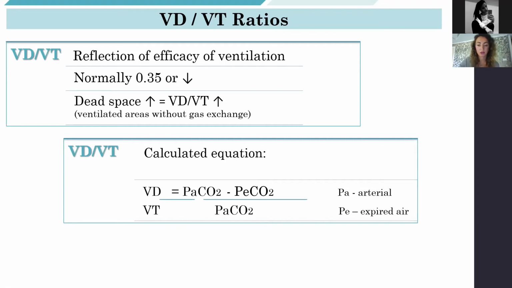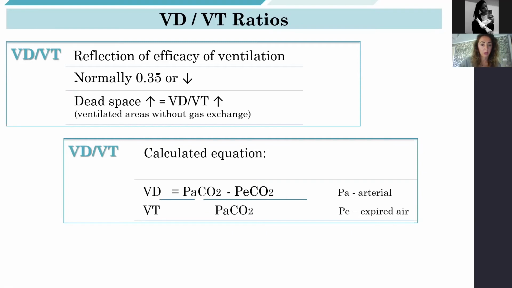VD/VT ratio is calculated from the following equation. For example, what is the dead space ventilation if the patient is having a tidal volume of 800 and partial pressure of carbon dioxide of 50 and partial pressure of excreted carbon dioxide, this is the new variable that we are seeing here in this slide, of 30.